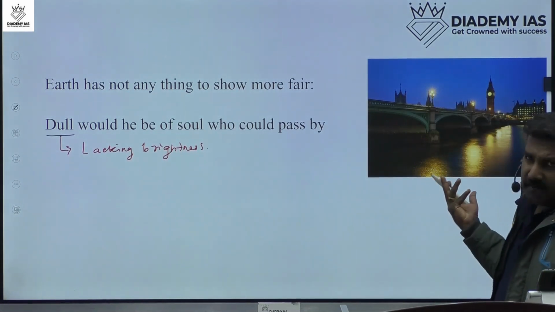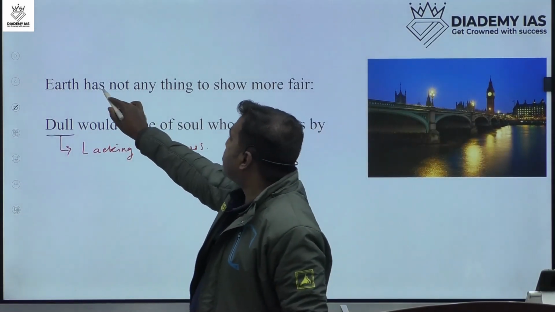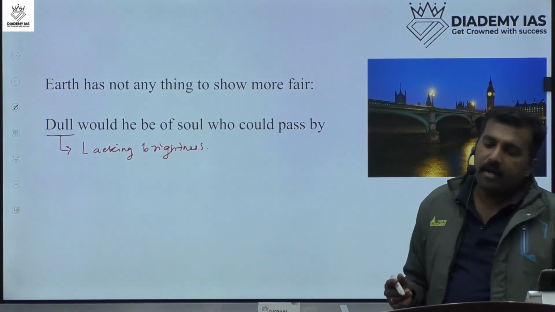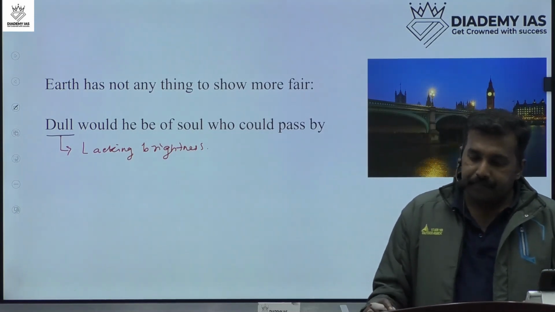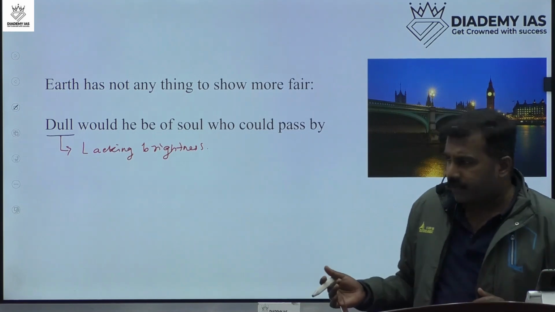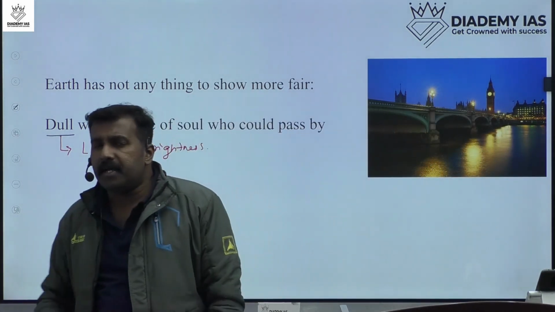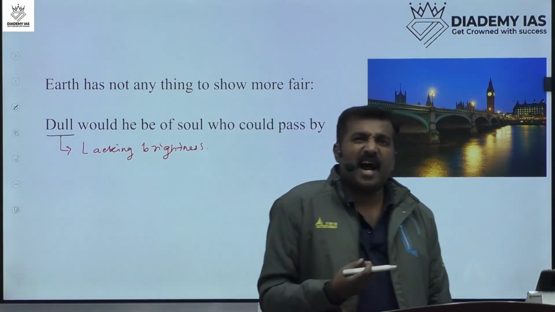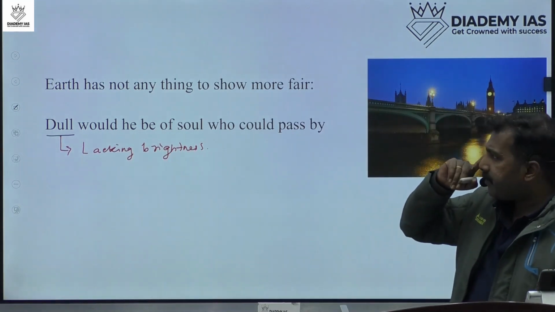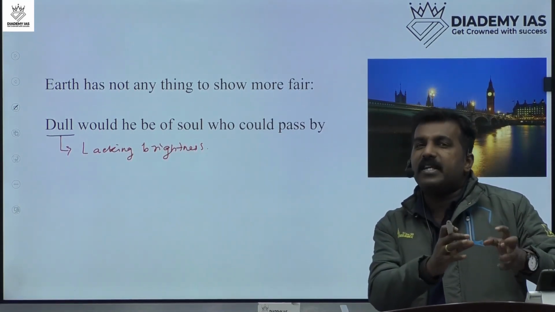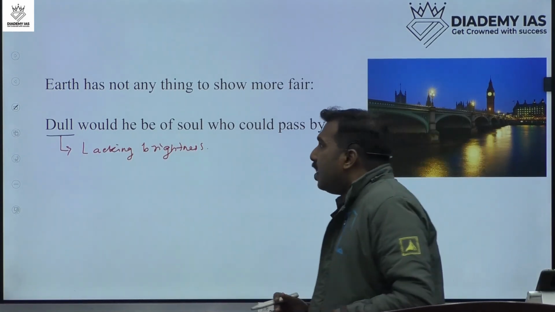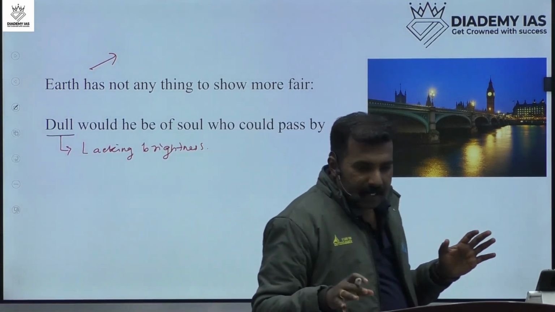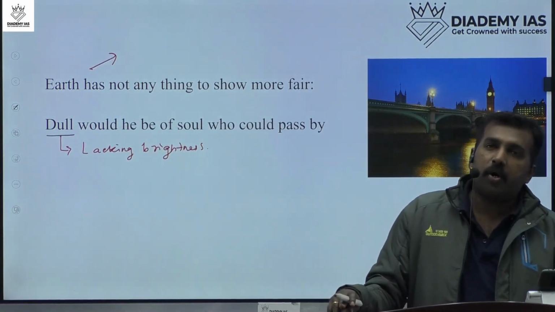And the next words are all easy. Earth has not anything to show more fair, dull would he be of soul who could pass by. What is the meaning of the poem? In the first 2 lines of the poem, the poet never explains the beauty. As usual, the poet is only starting his lines, and these 2 lines do not mention any unique features. So it means that the earth appears as normal. The earth has not anything to show more fair.